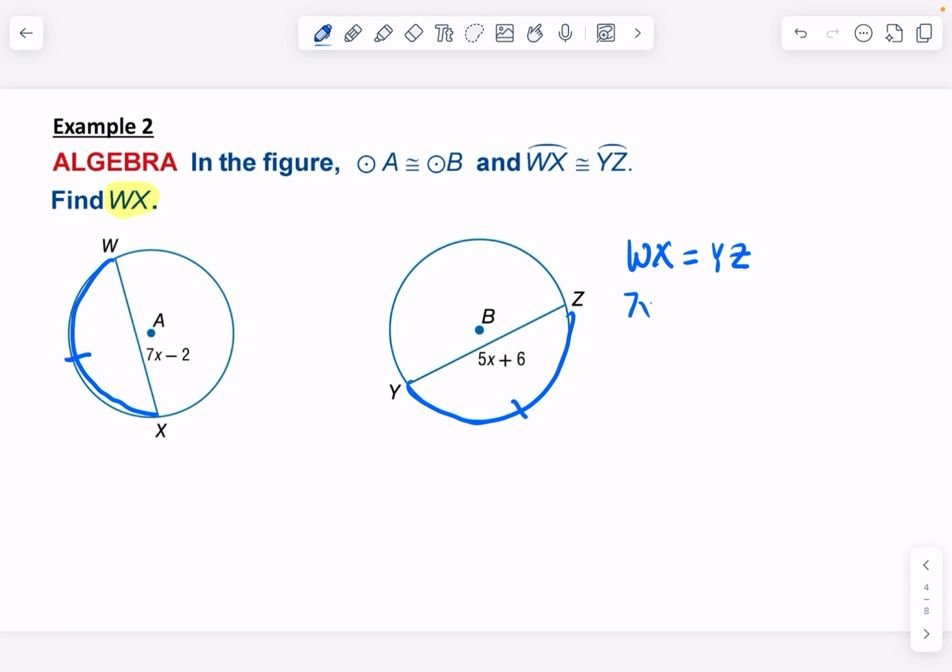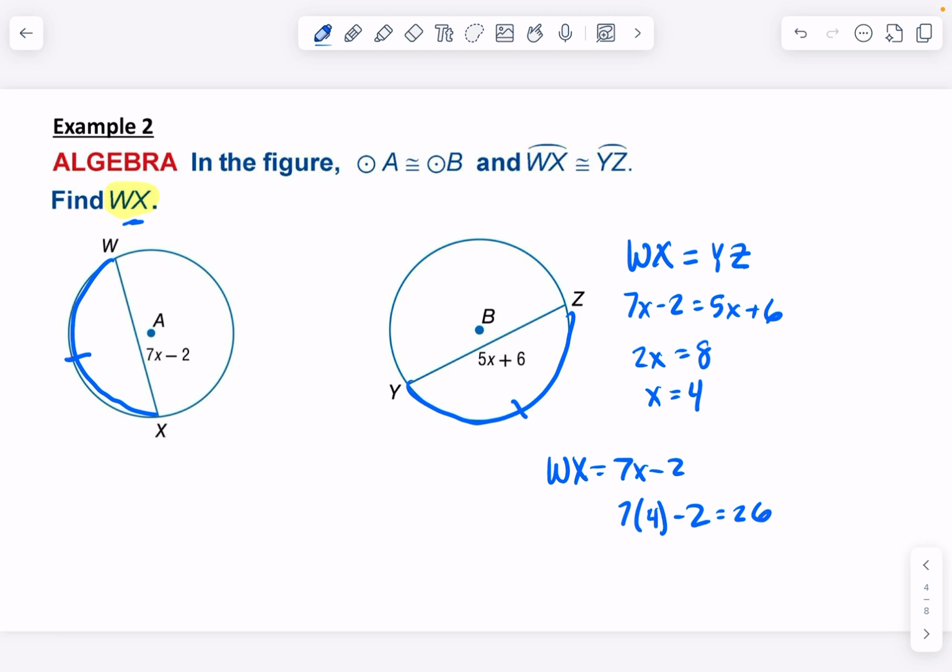So 7x minus 2 is equal to 5x plus 6. I subtract 5x over, so I get 2x. Add the 2 over, I get an 8. x is equal to 4. I need to solve for WX. WX is equal to 7x minus 2. Well, that's 7 times 4 minus 2. Just wanted to make sure I was doing my math right. 26. Yes, I was doing that right.